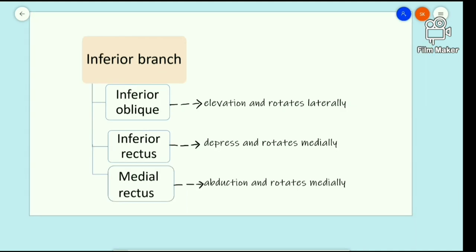Moving on to muscles supplied by inferior branch. The inferior oblique muscle helps in the elevation of eyeball and rotates it laterally. The inferior rectus muscle depresses the eyeball and rotates it medially. And the medial rectus muscle helps in the adduction of eyeball and rotates it medially.